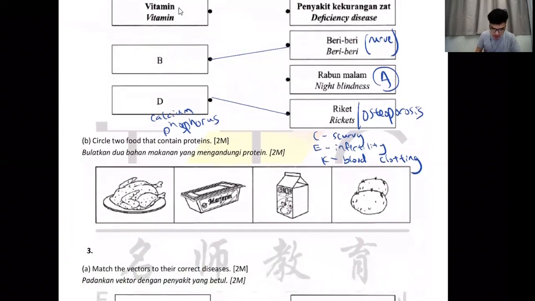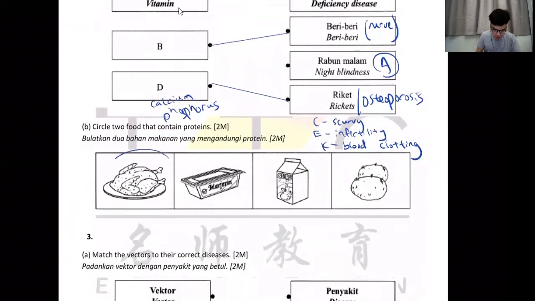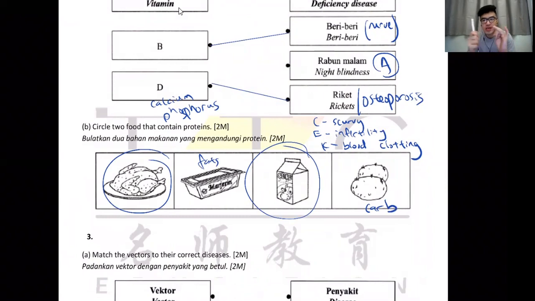Next, circle 2 food that contains protein. Protein is mostly meat and milk. So you have your chicken here and your susu here. Margarine is fats, lemak. Potato is carbohydrate. Remember 7 classes of food: carbohydrate, protein, fats, mineral, vitamin, fiber, and water.